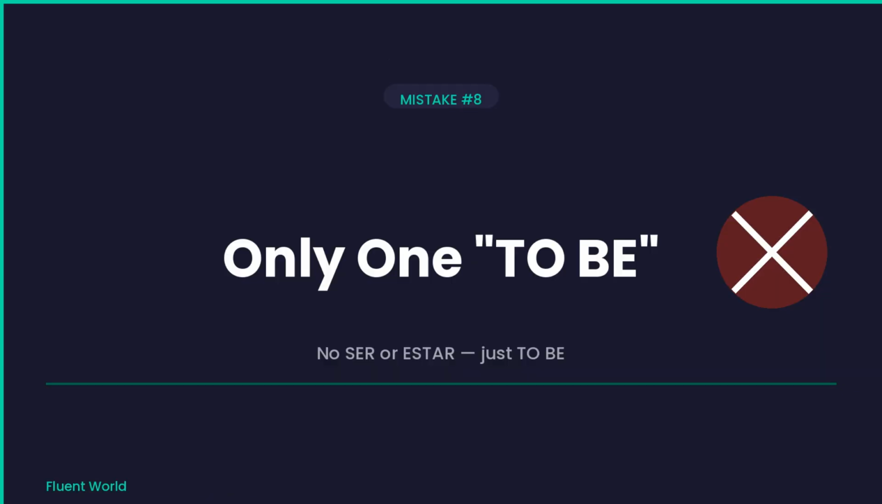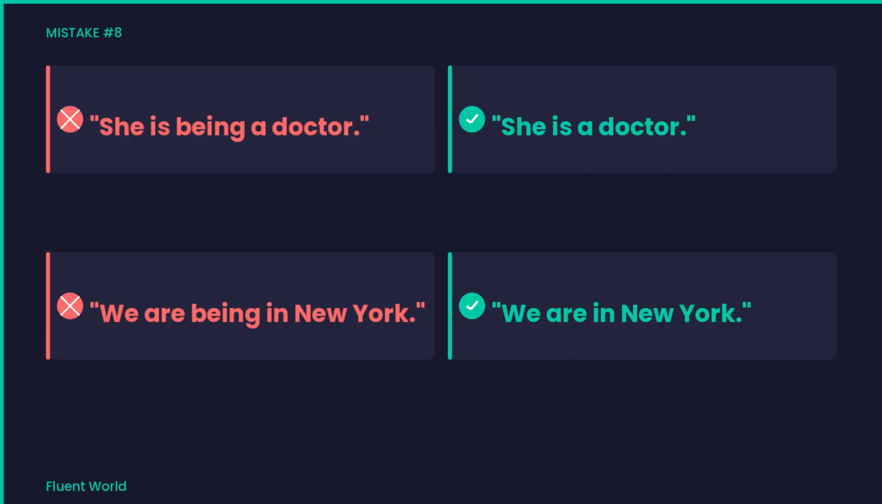Mistake number 8. Only one to be in English. In Spanish, you have 2 verbs for to be, ser and estar. In English, there is only one verb. To be, for everything. Permanent things. She is a doctor. Temporary things. She is tired. Location. We are in New York. All of them. To be.